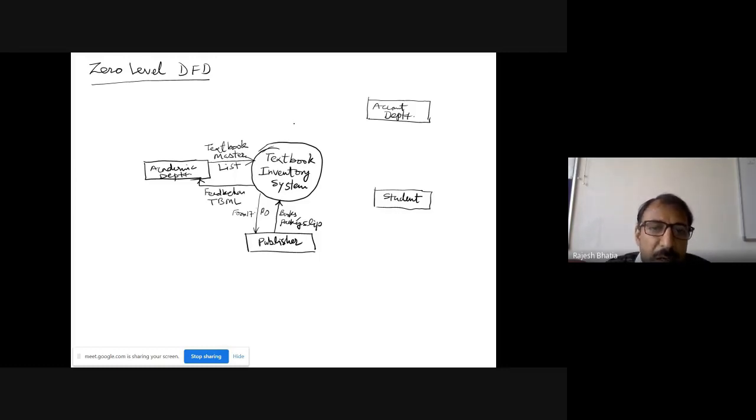But at 0 level we never show database. Okay, we just show the entity and a single process. So I'm not considering here receiving department, but if you want, we can. Let's add receiving department. Now this order, books and packing slip, because in packing slip all quantity and everything is given here.